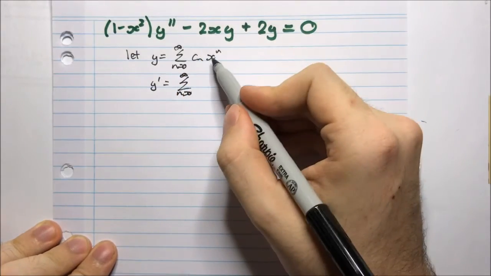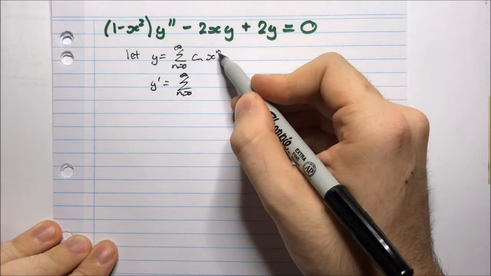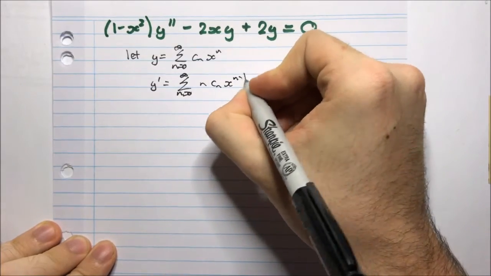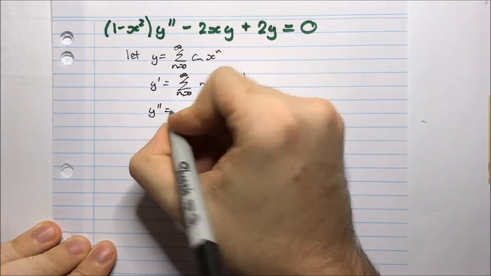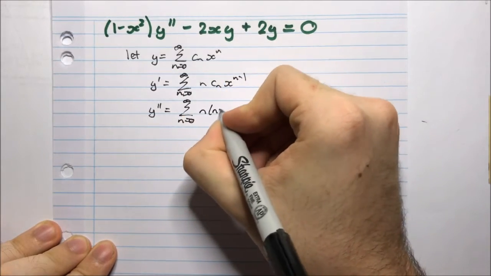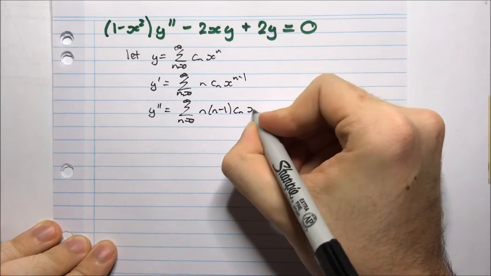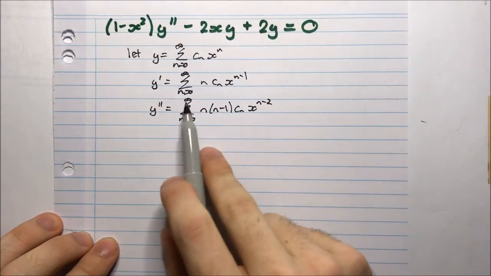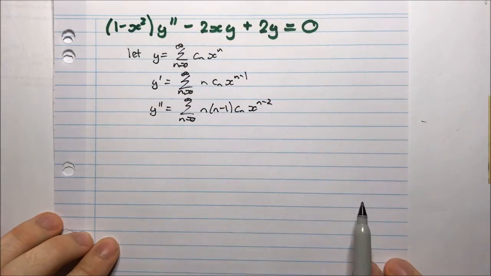And in doing so, I'm just differentiating with respect to x. So differentiating with respect to x gives me n Cn x to the n minus 1. And a second differential, n times n minus 1 Cn x to the n minus 2. Alright, and now I'll substitute these back into my equation.